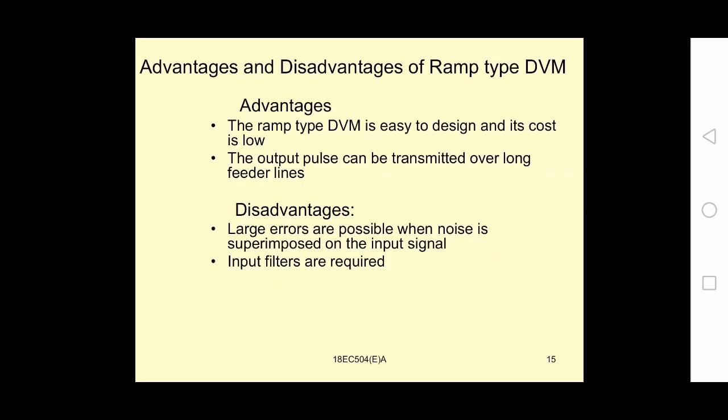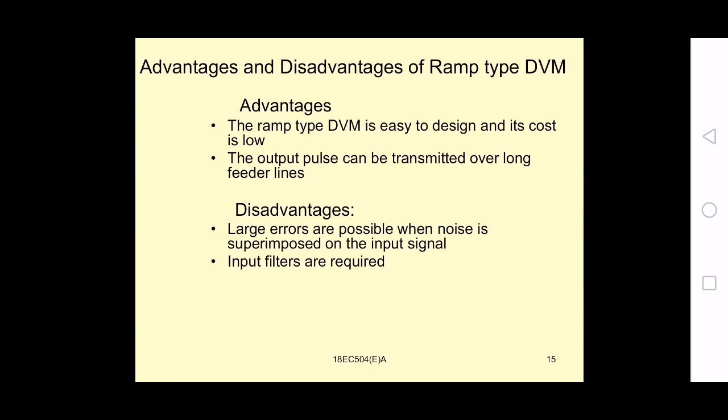So coming to the advantages and disadvantages of the ramp type digital voltmeter. It is easy to design and its cost is low. The other advantage is that the output pulse can be transmitted over long feeder lines, over long distances.